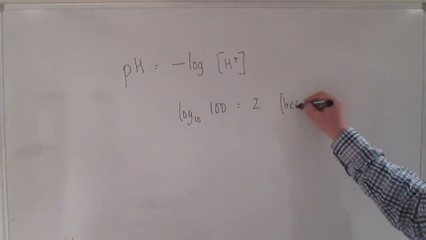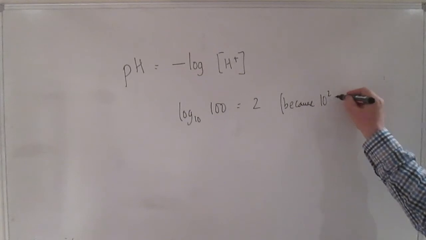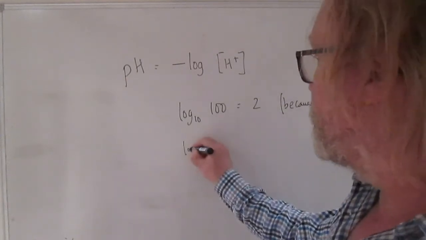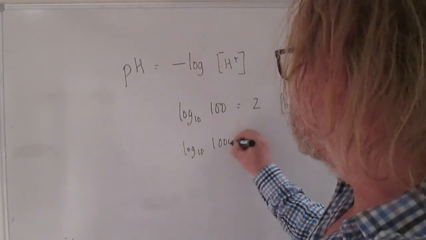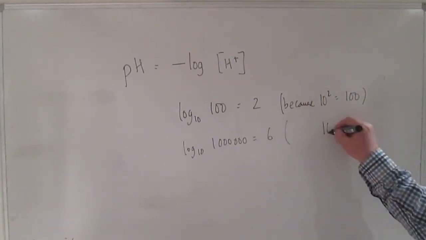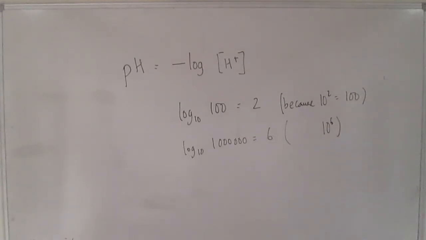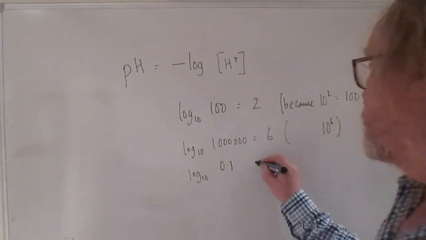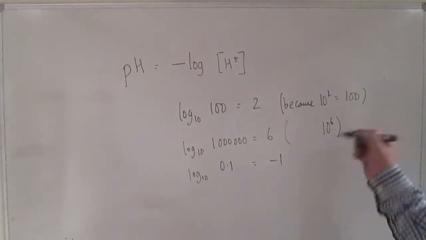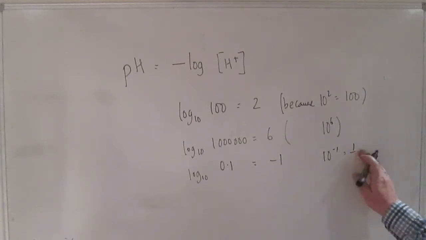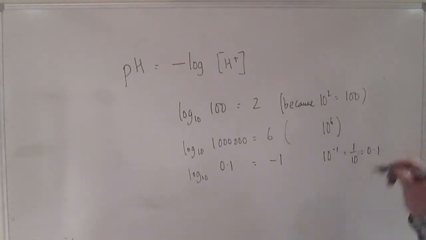because 10 to the 2 is equal to 100. And so log to the base 10 of 1,000,000 is 6, because 10 to the 6 is 1,000,000. And log to the base 10 of 0.1 is -1, because 10 to the -1, which is 1 over 10, is equal to 0.1. So that's the idea of a log.